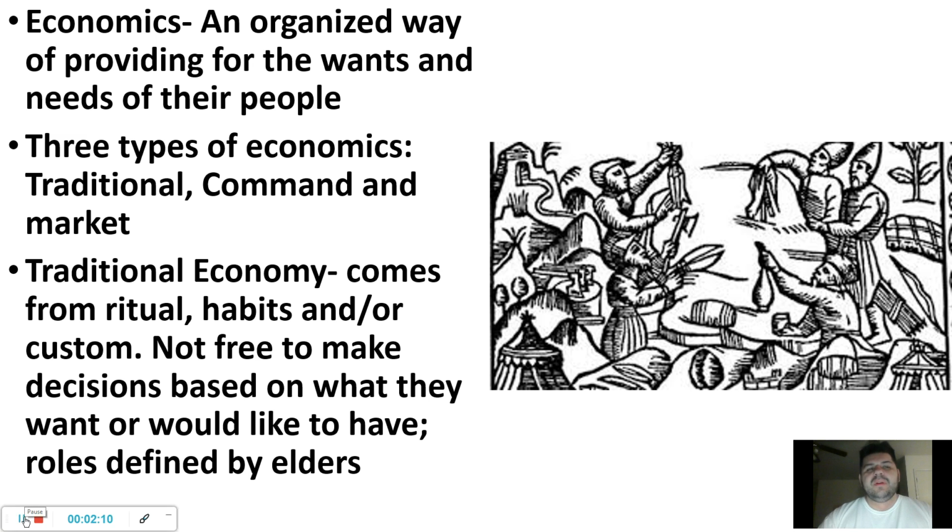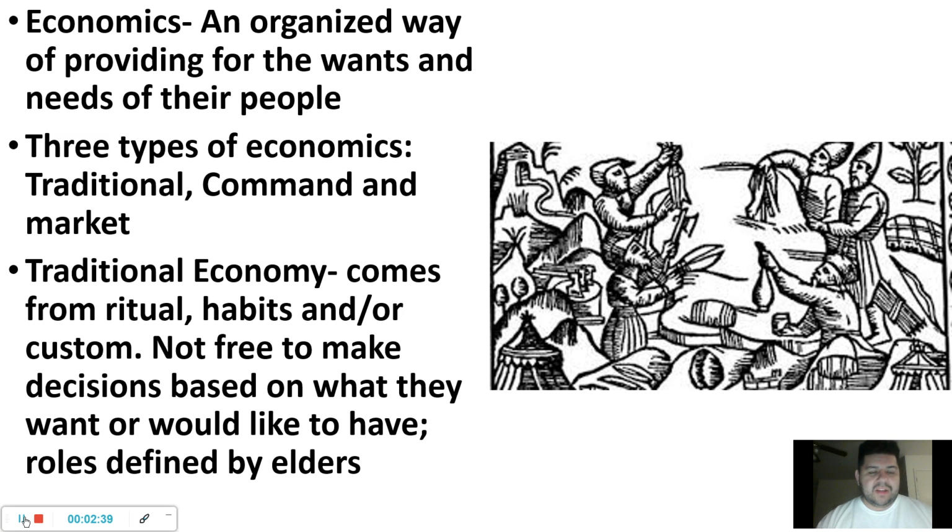All right, so economics. It's an organized way of providing for the wants and needs of their people. When they say their people, they mean government, because believe it or not, government does tie in with economics. Now, again, like I said in the beginning, there are three types. We're going to talk about the first two today, but they are traditional, command, and market.